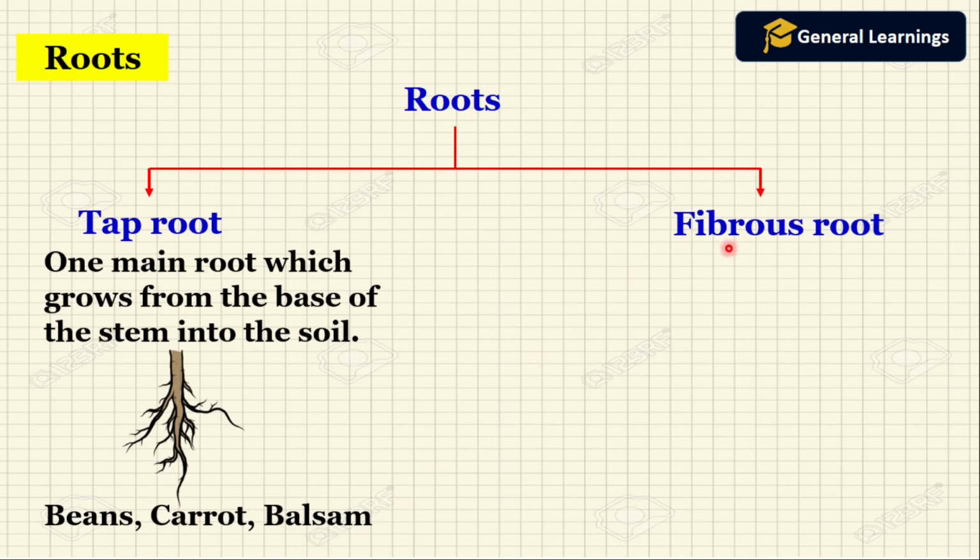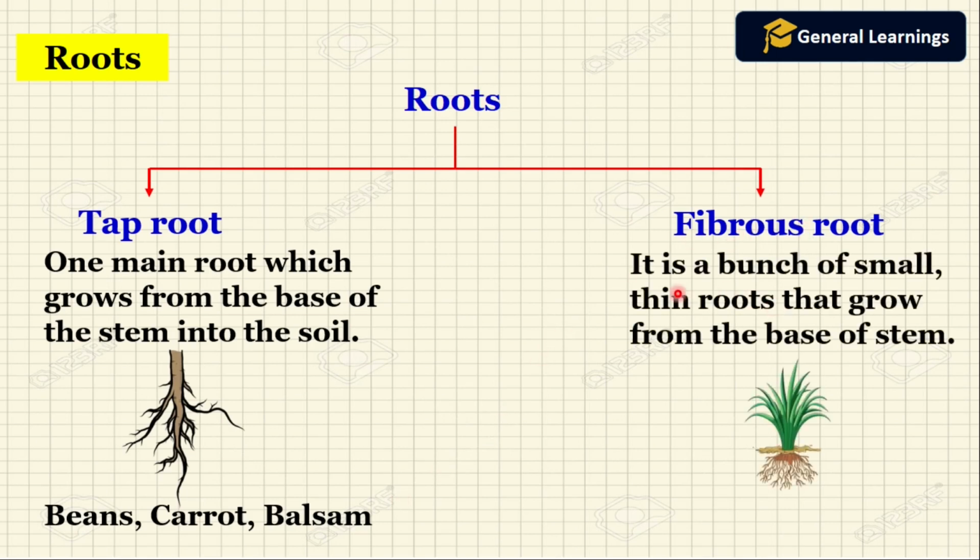Now we will see what is fibrous root. Fibrous root is a bunch of small thin roots that grow from the base of a stem, as we have shown in this picture. So which plants have fibrous root? Some plants like grass, paddy and wheat have fibrous root. Okay, so root is divided into two types. One is taproot and another one is fibrous root.